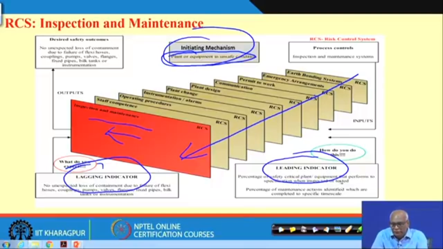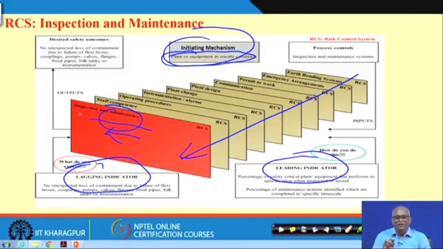Percentage of safety critical equipment that performs to specification. Your safety critical equipment, what percentage of the equipment, when you check, is performing the way it should perform. Nothing has happened, but 100% performance. What percentage of identified maintenance actions are completed? You have identified ITPM, maintenance is also there. So, you have identified say 100 maintenance activities for some small problems. How many of them are completed?